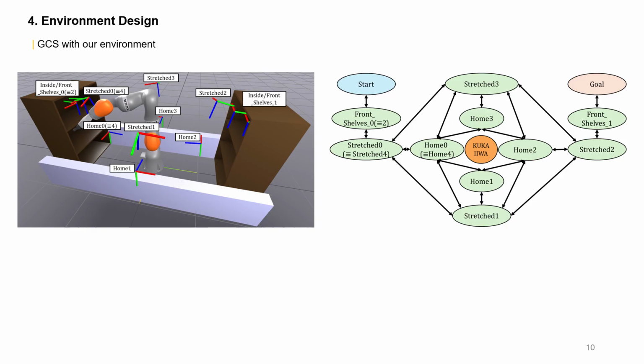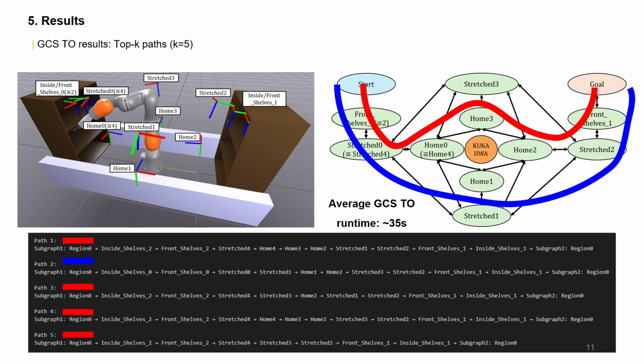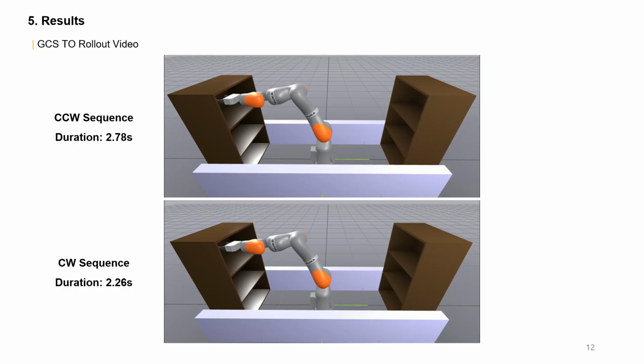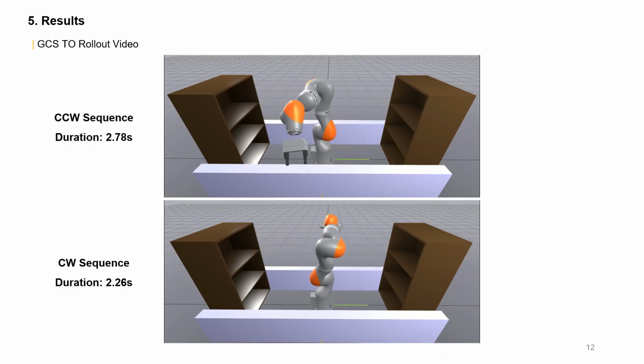The corresponding graph of convex sets for this environment is shown on the right. Extracting the top 5 probabilistic paths from the GCS solution gives us sequences of convex sets which traverse both clockwise or above and counterclockwise or below our manipulator. A visualization of the most distinct of the 5 sequences is shown here.